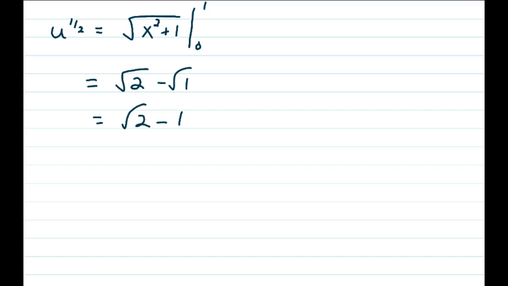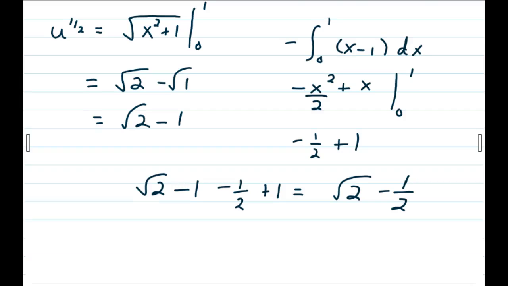Evaluated from 0 to 1, plugging in the 1 and the 0. For the first integral, we get the square root of 2 minus the square root of 1. For the second integral, be careful with that negative. So we have minus the integral from 0 to 1 of x minus 1 dx.